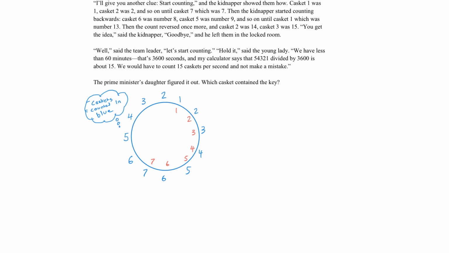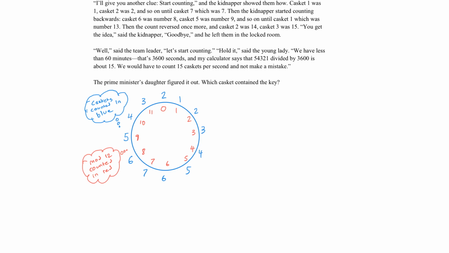We counted casket 6 as the number 8, 5 was the number 9, 4 was the number 10, 3 was the number 11, and then finally we hit casket 2, which is the last part of our loop, and we counted that as 12. But instead of counting it as 12, I'm going to think of taking all of my numbers and dividing them by 12 and finding the remainder. So I'm going to think of this as 0 instead of 12.